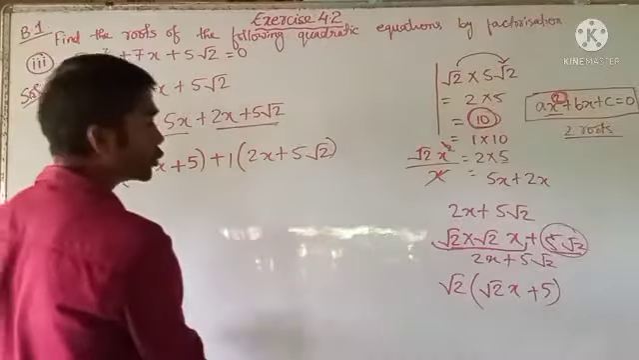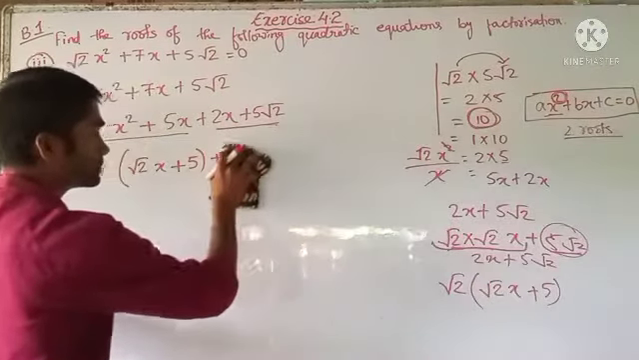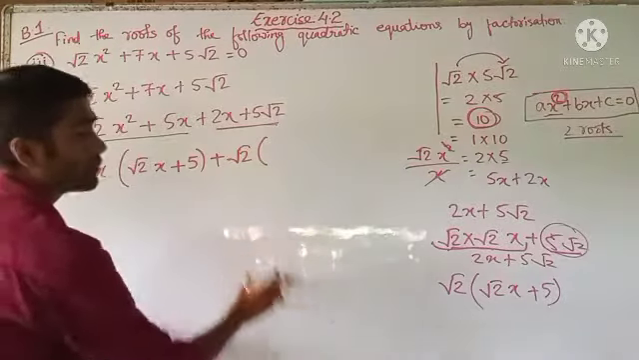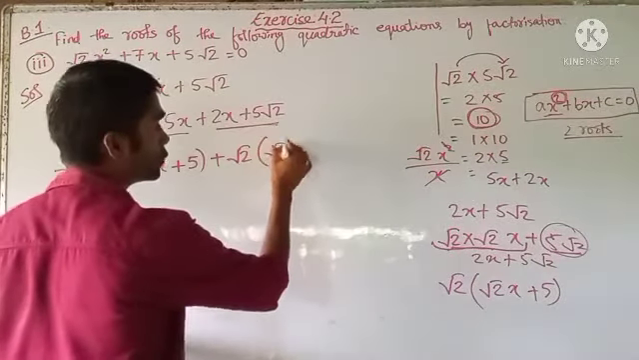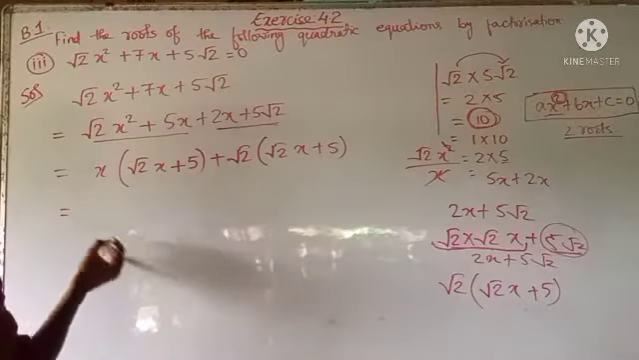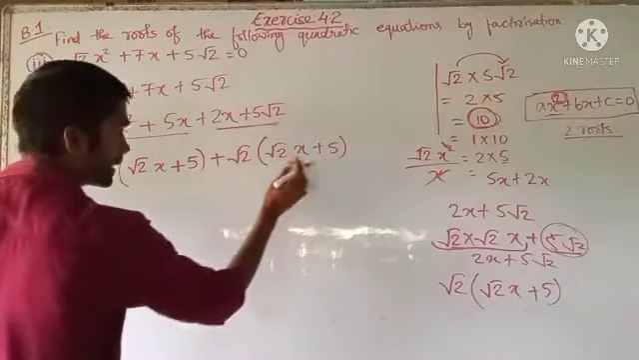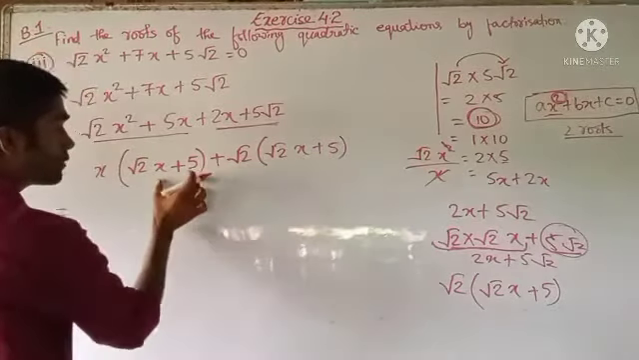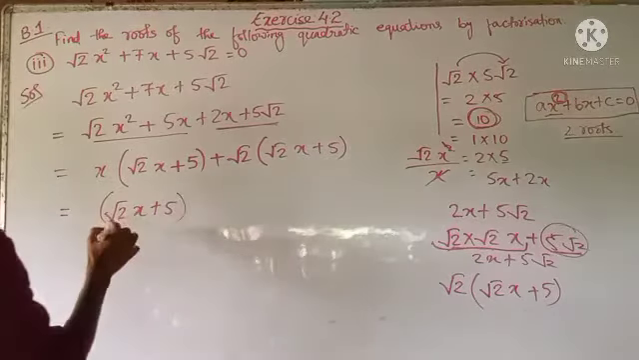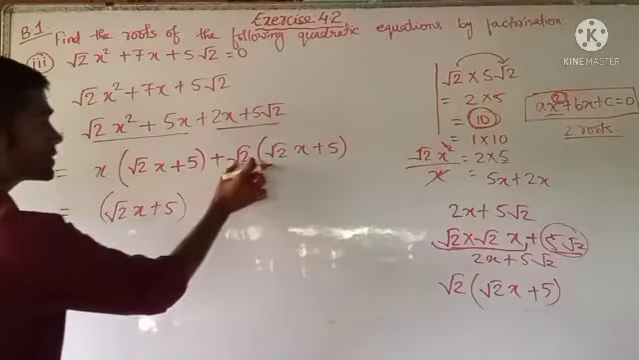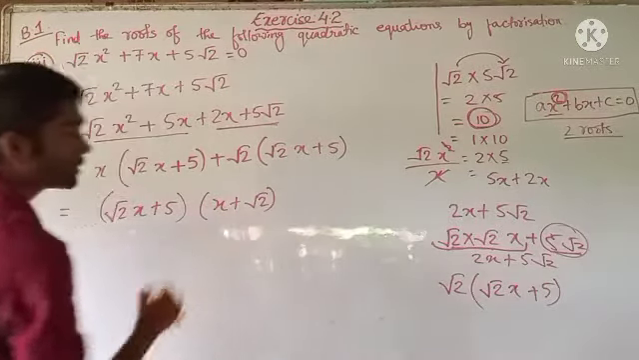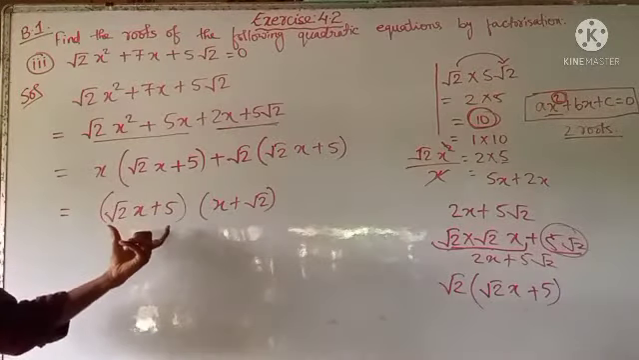So we can take root 2 as common here. If we take root 2 as common, we are going to get root 2x plus 5. Now among these two brackets, they are the same, so we take one of the brackets, that is root 2x plus 5, and again what is left? That is x plus root 2. Now we have got them in the product form.